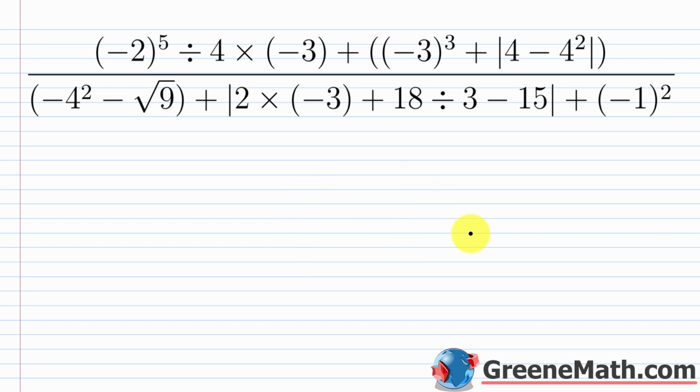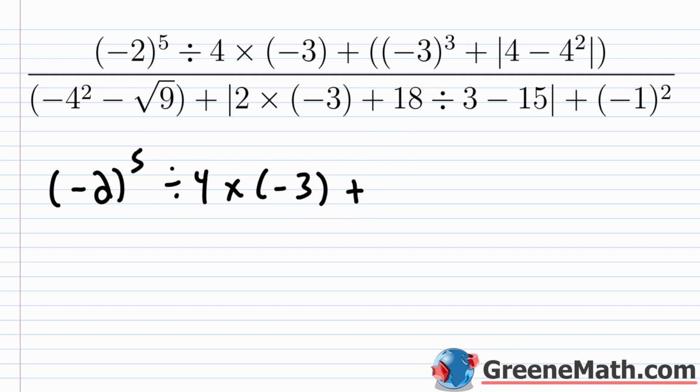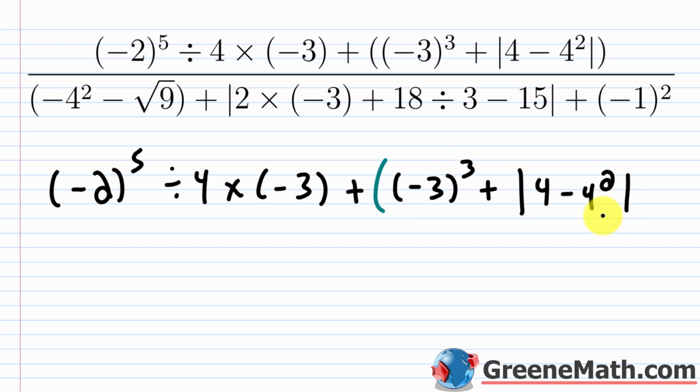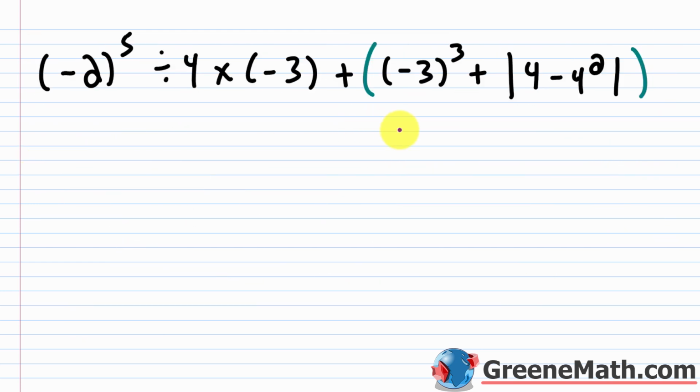Okay, so what I'm going to do is start off with my numerator and just simplify that. So I'm just going to copy it. So negative 2 to the 5th power divided by 4, and then times, we have this negative 3, and then plus, so we have these parentheses like this. I'm just going to use a different color for clarity. And then we have this negative 3 being cubed, and then plus the absolute value of 4 minus 4 squared. Let me close that down, and let me change back to this color and close that down. Okay, I'm going to grab this. All right, let's paste this in.